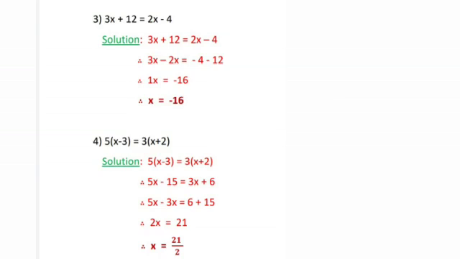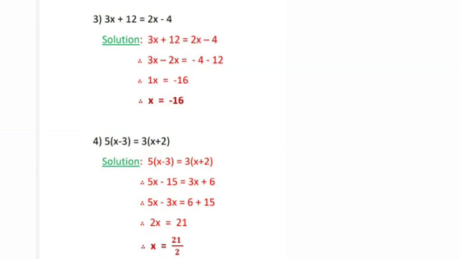So 3x minus 2x is equal to minus 4 minus 12. Now 3x minus 2x is 1x is equal to minus minus is plus. So 4 plus 12 is 16. Sign of a bigger number is minus. So x is equal to minus 16. Am I clear children? Okay.